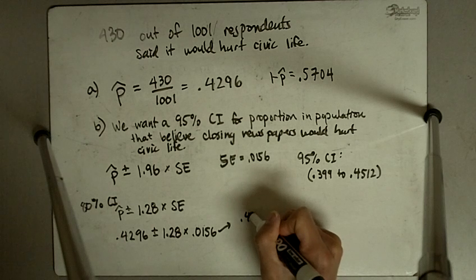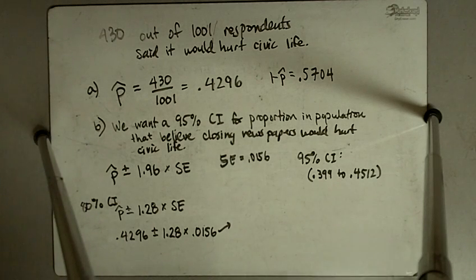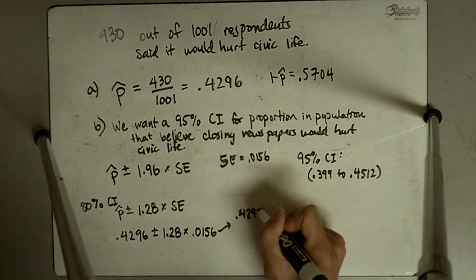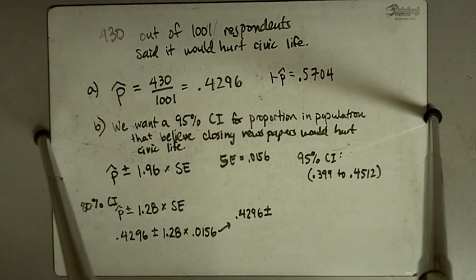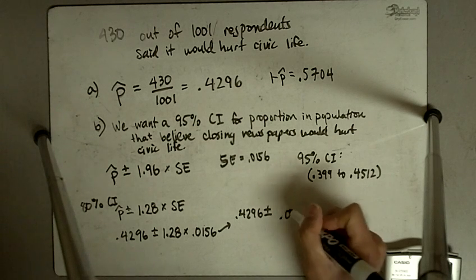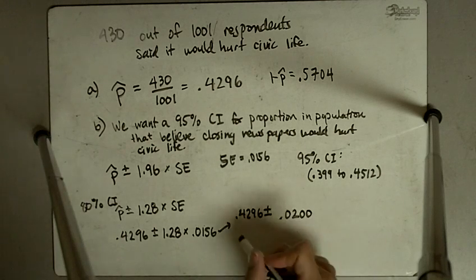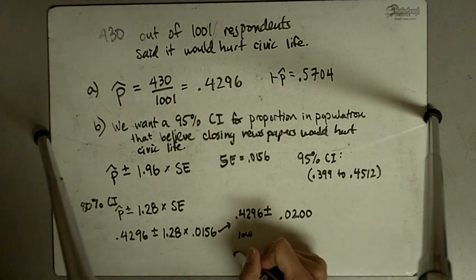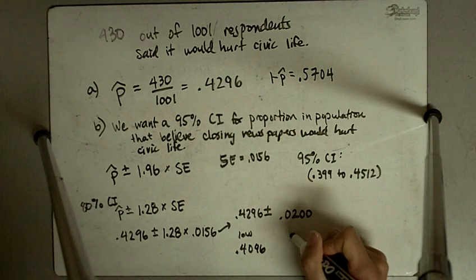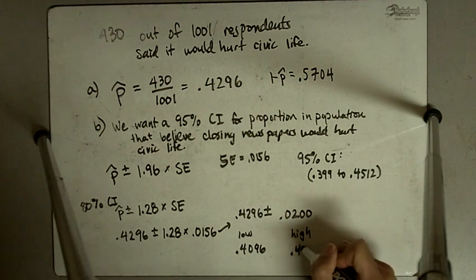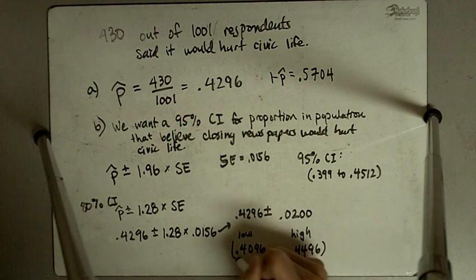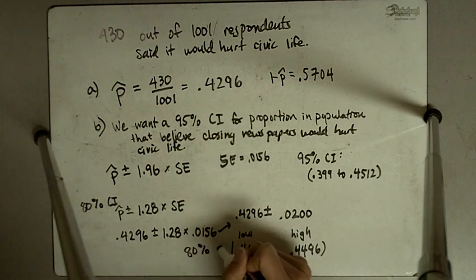So that gives me 0.4296 plus or minus 1.28 times 0.0156, which is 0.01997, so this is actually going to end up being 0.0200, it just rounds off that way. So on the low end, I'm going to have 0.4096, and on the high end, 0.4496. So this is my 80% confidence interval.